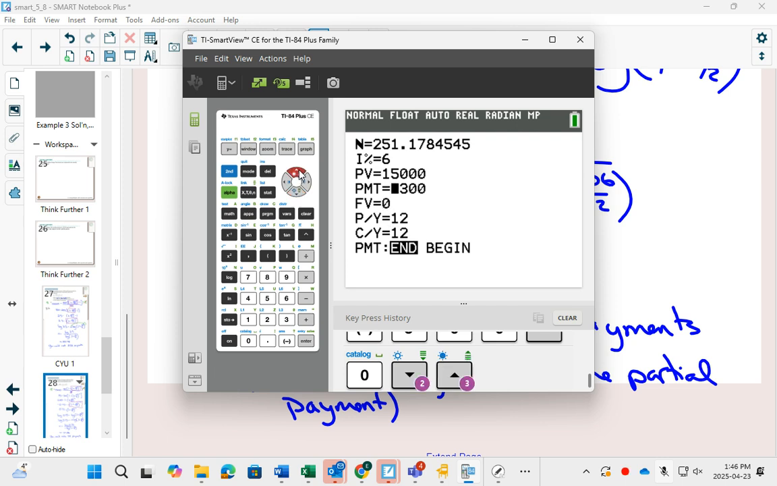So now we can go up and solve for this. Here we go. Alpha, solve, and we get the 57.650 really quickly. A lot faster than all the math that we had to do.